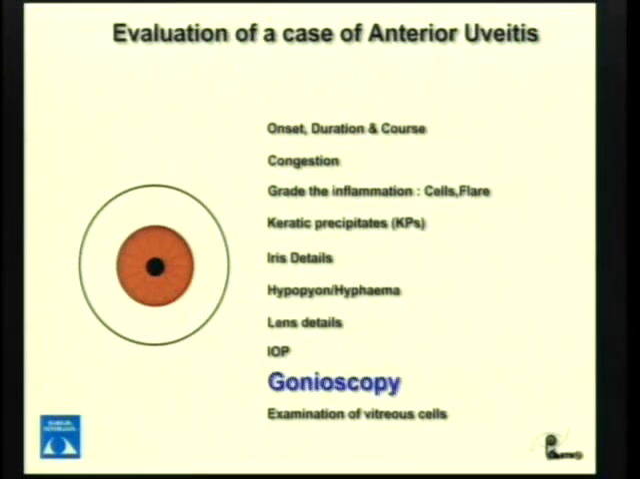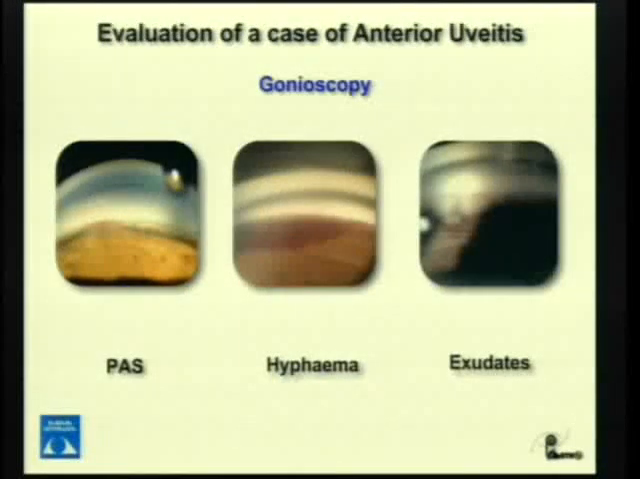Then comes gonioscopy. Gonioscopy is very important. It helps us to diagnose peripheral anterior synechia. Sometimes the hyphema and, very importantly, microhypopyon can be examined with the help of gonioscopy. So gonioscopy is very important in a patient where you are suspecting Behçet disease. This typical entity called microhypopyon is characteristic of Behçet disease. Then you can see the exudates also.